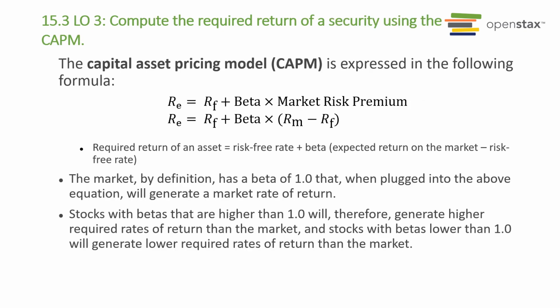The capital asset pricing model is expressed with the risk-free rate plus beta times the market risk premium. The expected return of an investment is the risk-free rate plus beta of the investment times the market risk premium, which is defined as RM minus RF. The market by definition has a beta of 1, which when plugged into the above equation will generate a market rate of return. Stocks with high betas greater than 1 will therefore generate higher required rates of return in the market, and stocks with betas lower than 1 will generate lower required rates of return in the market.